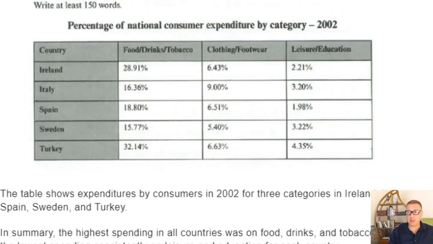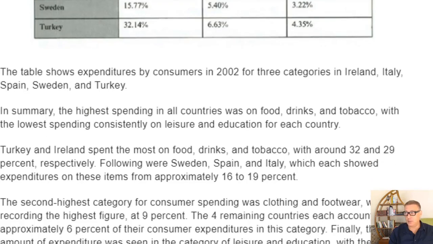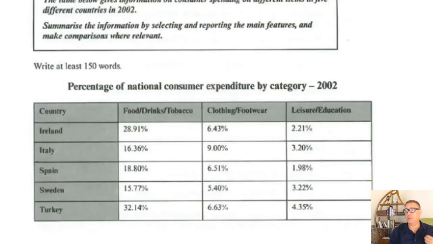Later you get into more detail about it. You could also add that detail here, but I don't think it's necessary. So you could say, in summary, the highest spending in all countries is on food, drinks, and tobacco, with the lowest spending consistently on leisure and education for each country. Spending on clothing and footwear was in the middle position throughout, something like that.